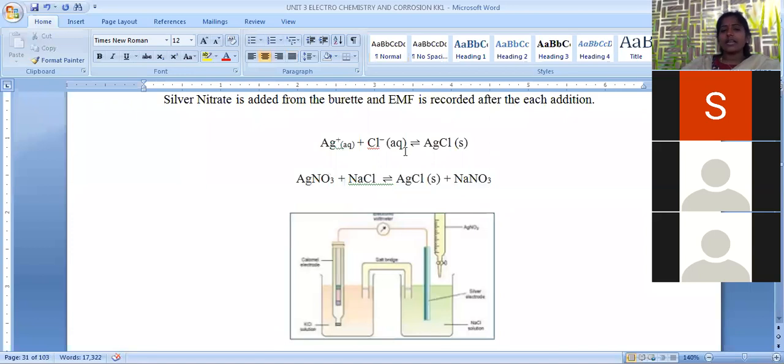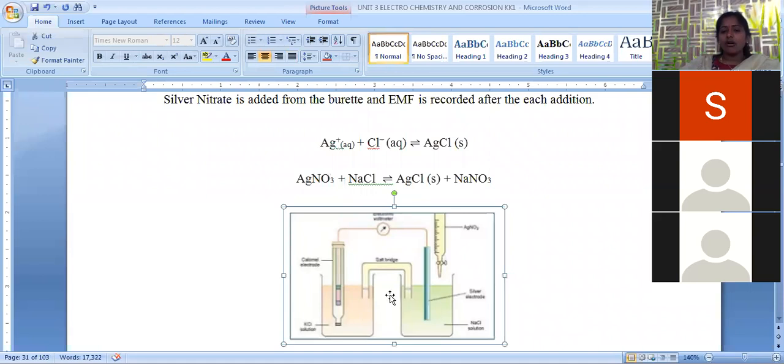This is the chemical reaction involved in this precipitation titration, and this is the representation of silver nitrate versus brine solution. Sodium chloride is also called brine solution. We are taking two electrodes: one is a calomel electrode, the second is a silver electrode. These two electrodes are connected to a potentiometer, and we take the solutions in them, and both are separated by a salt bridge. From the burette, we are adding silver nitrate solution.